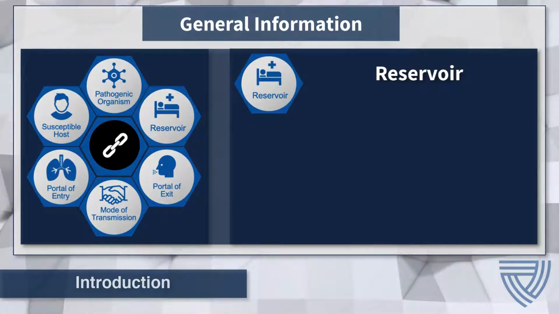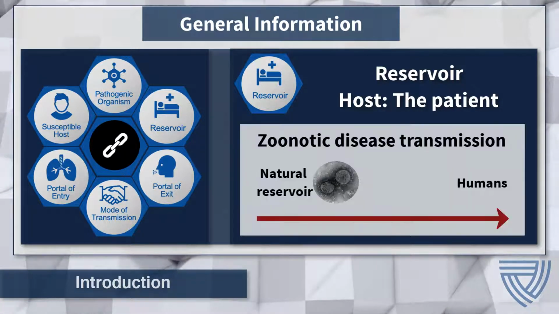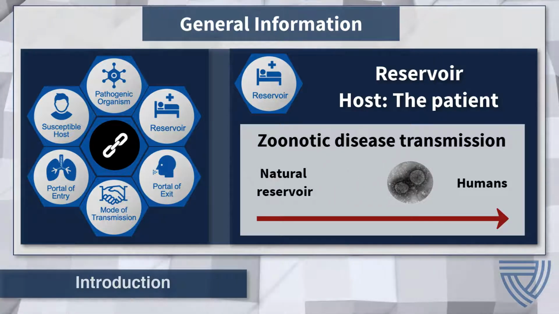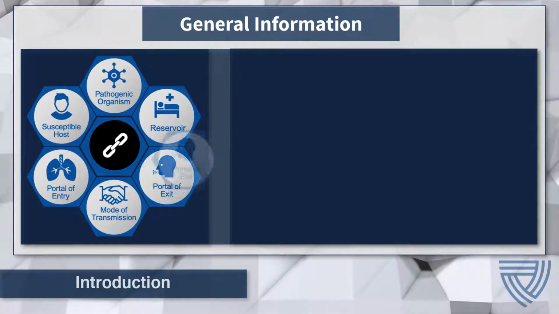To continue to survive, an infectious pathogen requires a reservoir or host in which it can live, reproduce, and multiply. In the case of COVID-19, there is much to learn as the virus is new to infecting humans. Humans infected with COVID-19 are a new host for this virus.